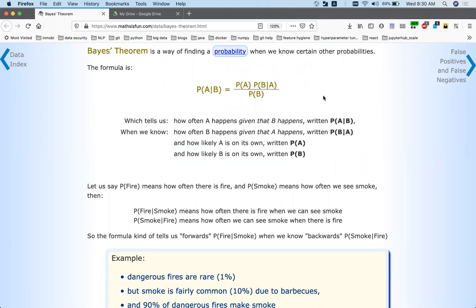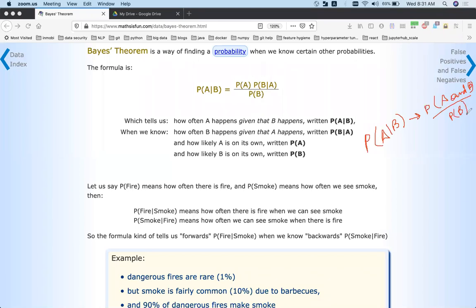One thing here: in conditional probability, the formula was P of A given B is P of A and B divided by P of B, right? This changes a bit here. So P of A given B is given as P of A and B divided by P of B. That was the formula for conditional probability.